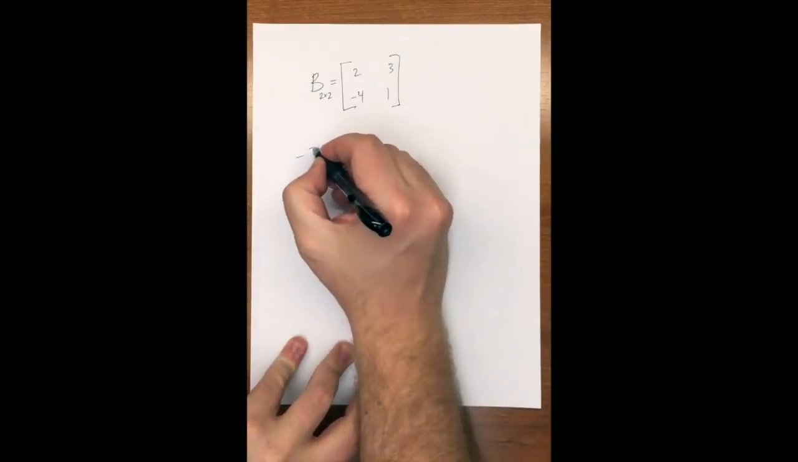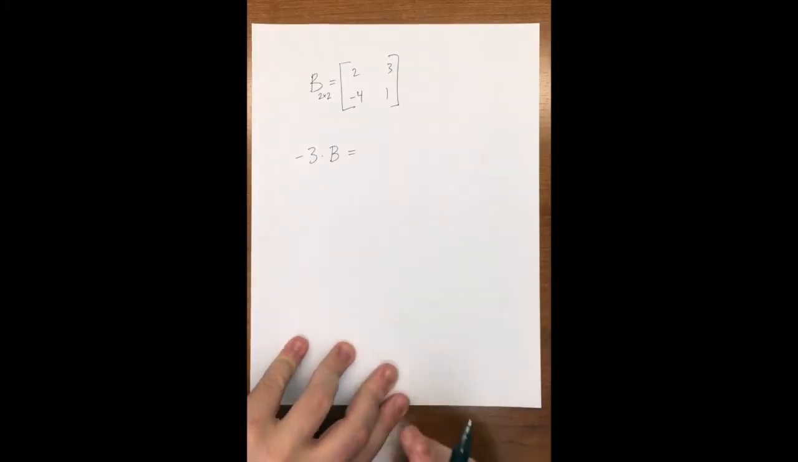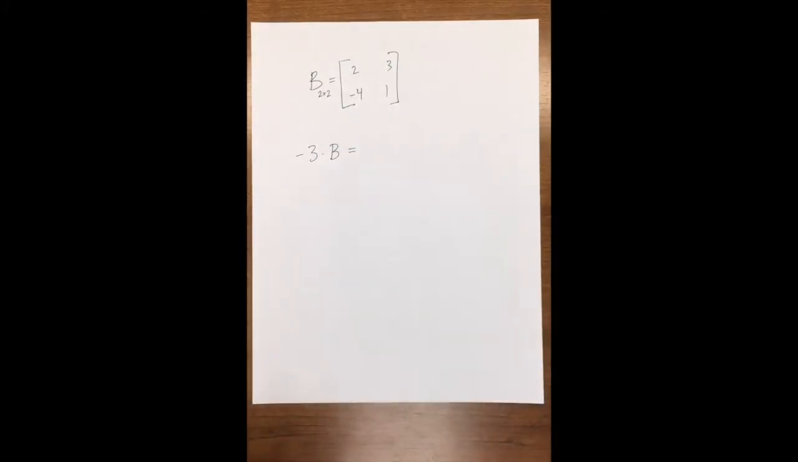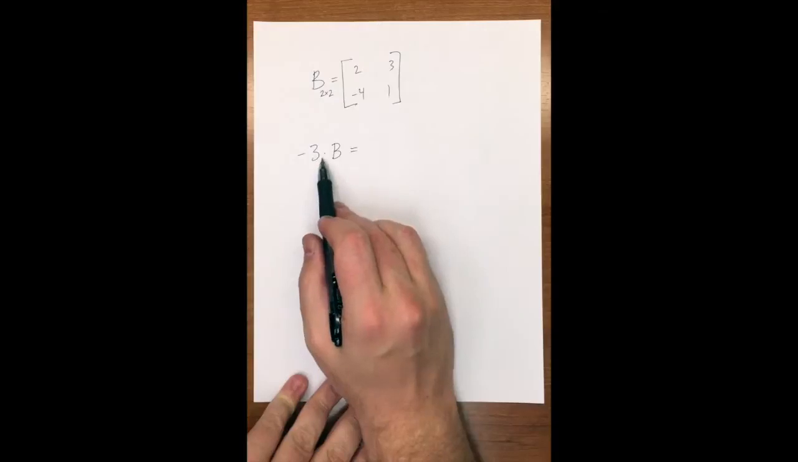And if we find -3 times B, okay, go ahead and take a minute, pause the video, and work on finding -3 times B. What do you get? Okay, welcome back. So what did you get when you did -3 times B?